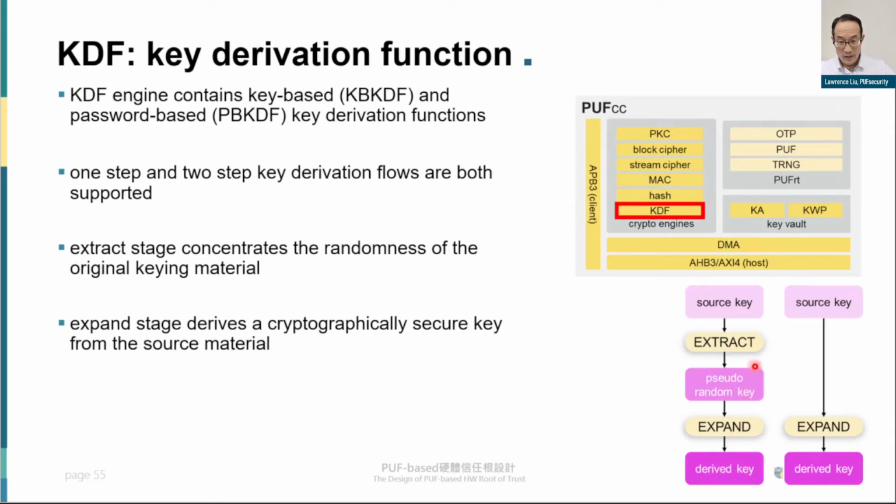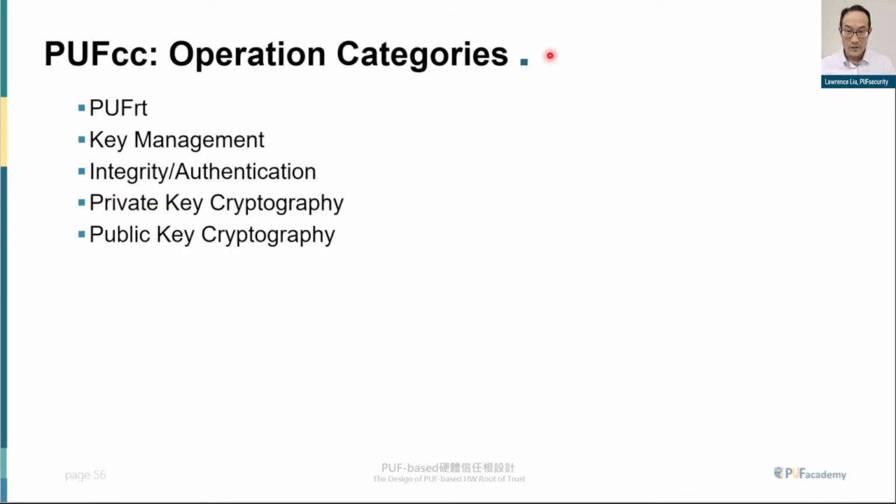So the extraction step here can actually use the hash engine of PUFcc to perform double duty for extraction. And this expand function is used based on the guidelines set in the NIST publications 800-108 and 800-56C. Okay, so now that we've gone over the different blocks and modules that make up PUFcc, we will examine the different operations of PUFcc.